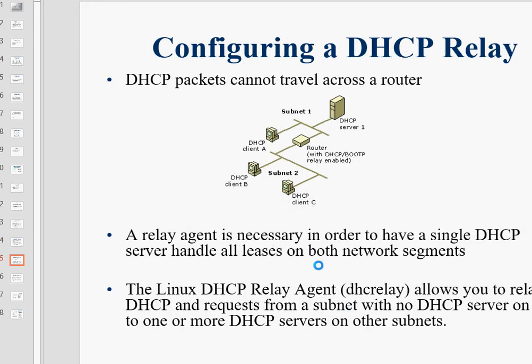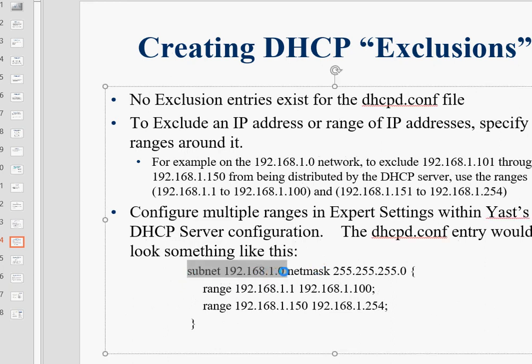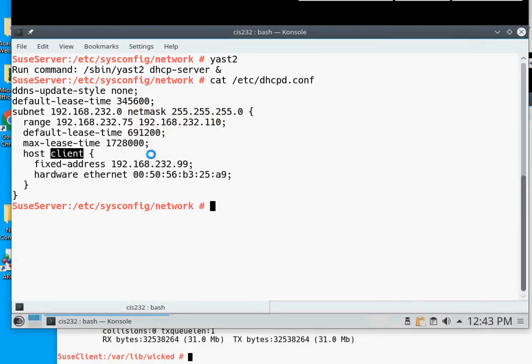So again, we can see down here that my subnet, my range is 192.168.1 to 192.168.100, and then I have another range. So I leave out the IP addresses that I do not want used by, in essence, excluding them from the ranges. But there is nothing that's actually called an exclusion. Concept good? Yes?